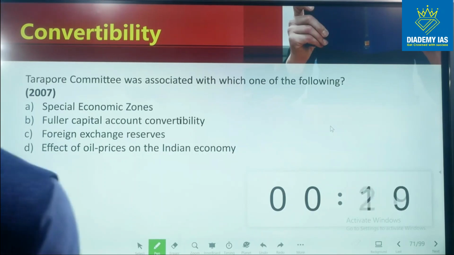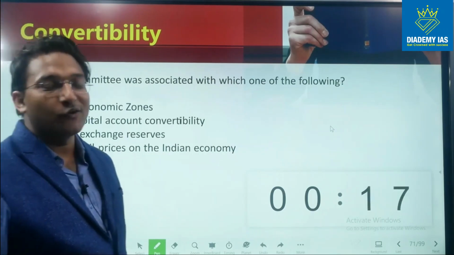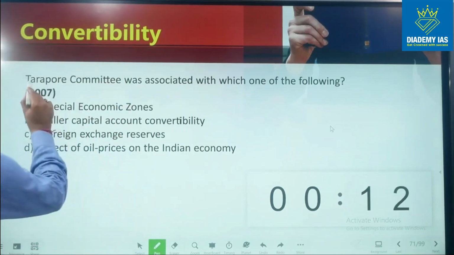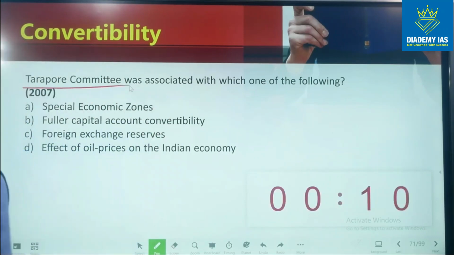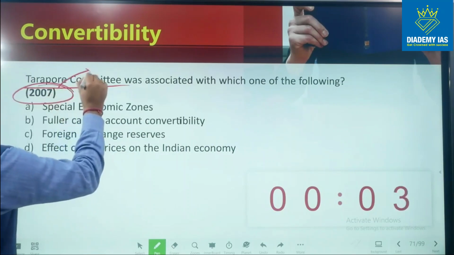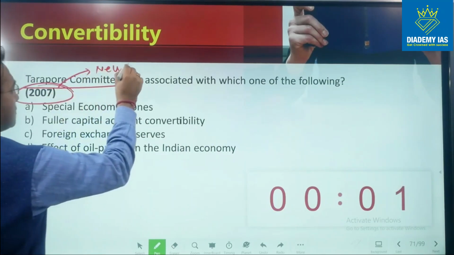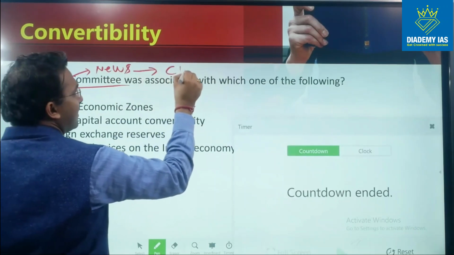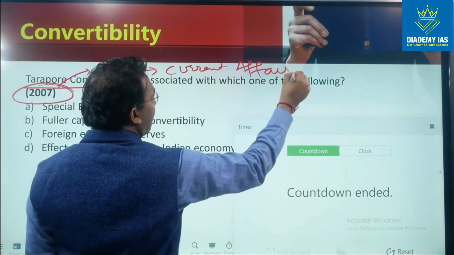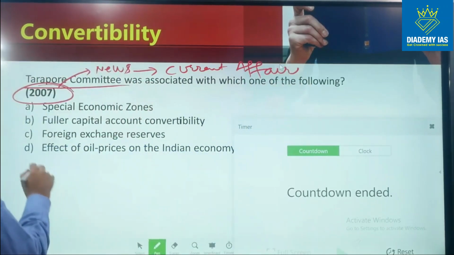So in this particular question, I will be intervening in between because the question is very, very simple. This question does not require 40 seconds. Tarapur committee was associated with which one of the following? This question came in 2007. So in 2007, this was basically in the news. For that time, this was a current affairs topic, right? So Tarapur committee was associated with which one of the following?